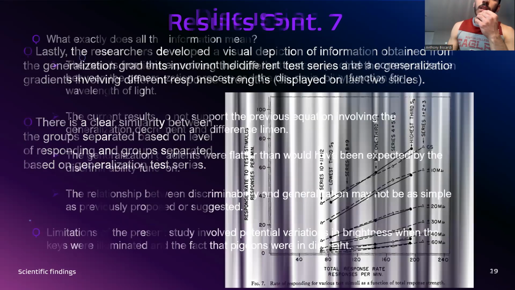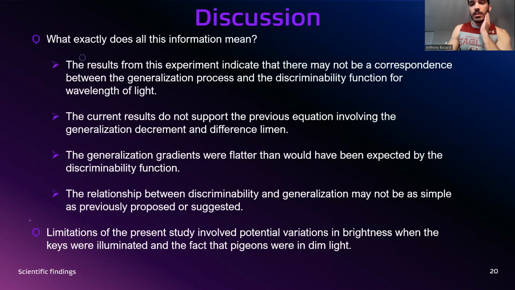Okay. So now you're thinking, what exactly does all this information mean? So what I got from the discussion section is that this experiment indicates there may not be a correspondence between the generalization process and the discriminability function for wavelength of light, okay? Which in their hypothesis, they expected there to be one. So the current results did not support the previous equation that I presented earlier with regards to generalization decrement and difference limen. The generalization gradients were flatter than would have been expected by the discriminability function.